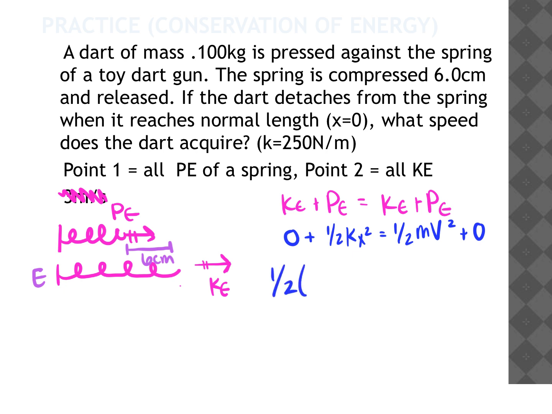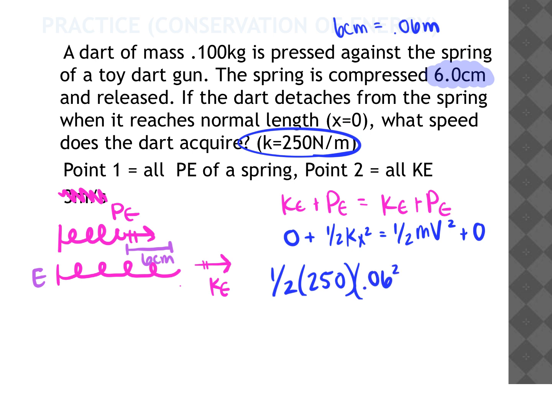1/2 times k, it gave us our k value right there, 250, times x squared. So am I going to use 6 here? It's in centimeters, so I need it to be in meters. Okay, so 6 centimeters is equal to 0.06 meters, right? We divide by 100 there. 0.06, and we want to square that. Equals 1/2 times the mass of the dart, 0.1, times v squared.